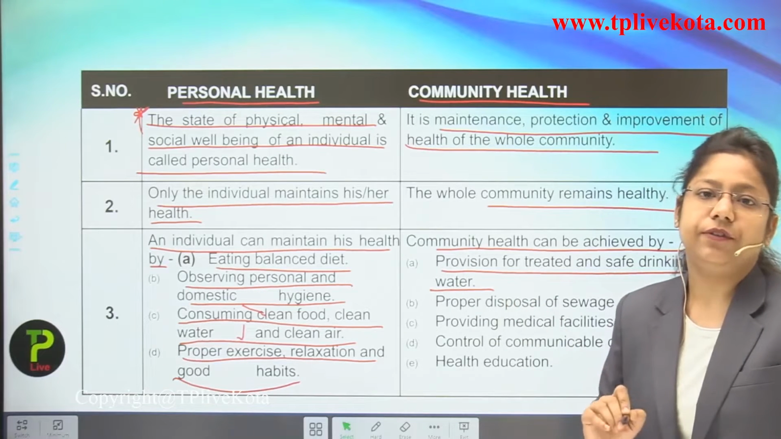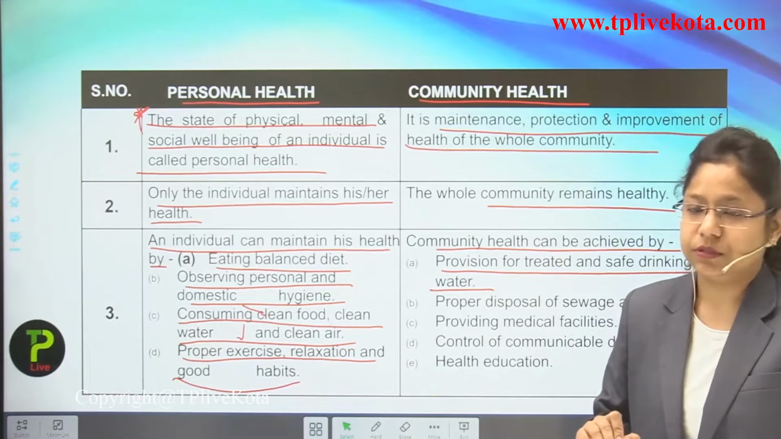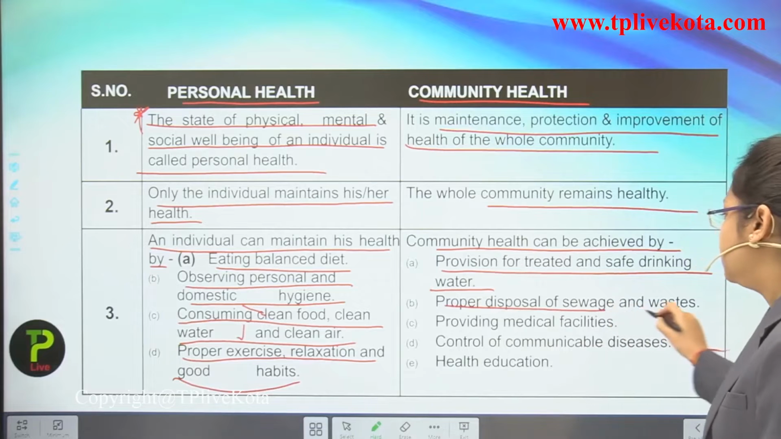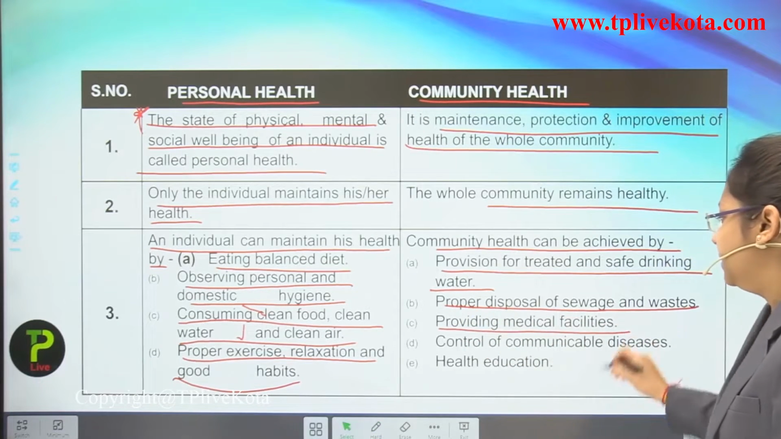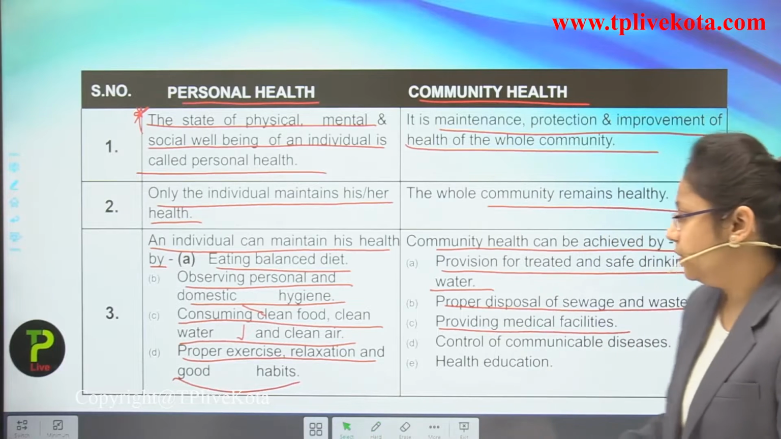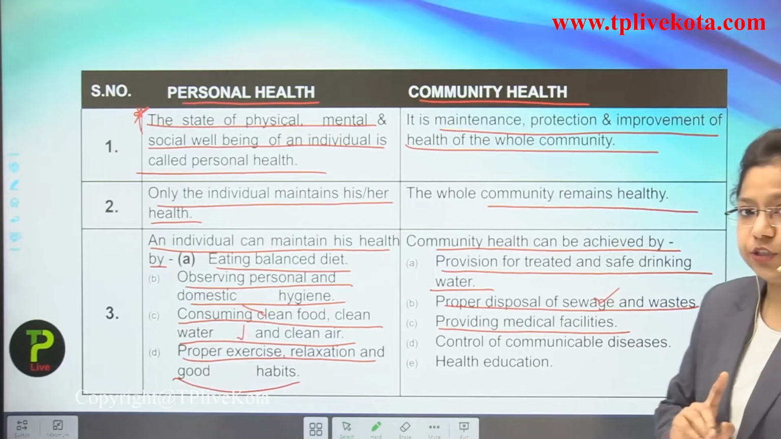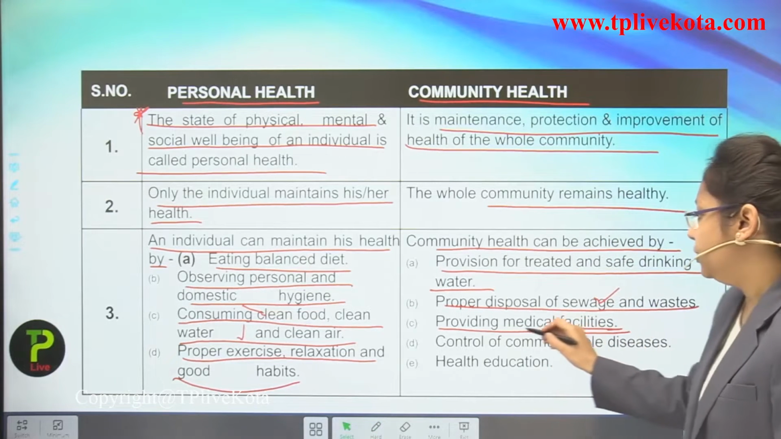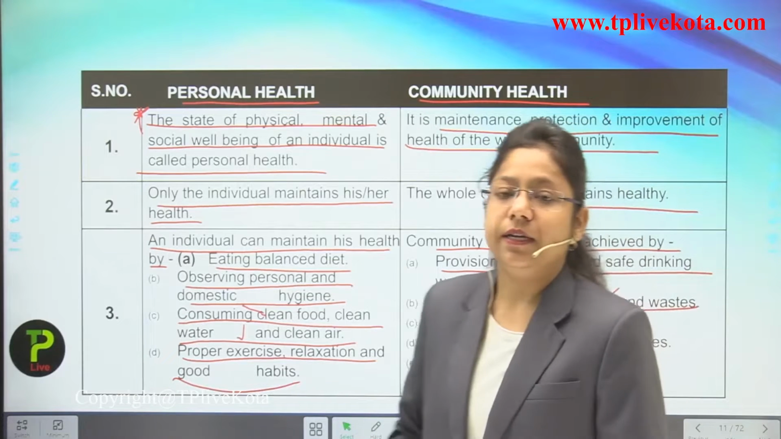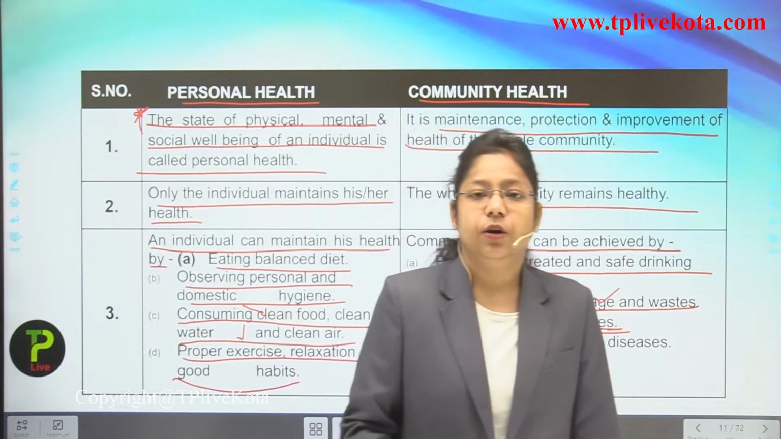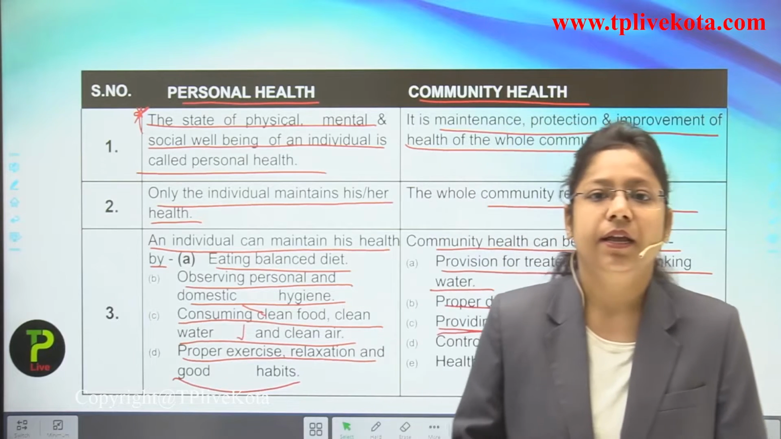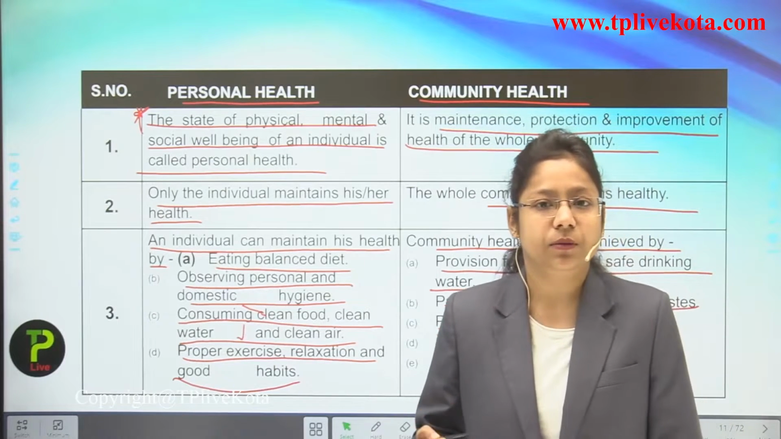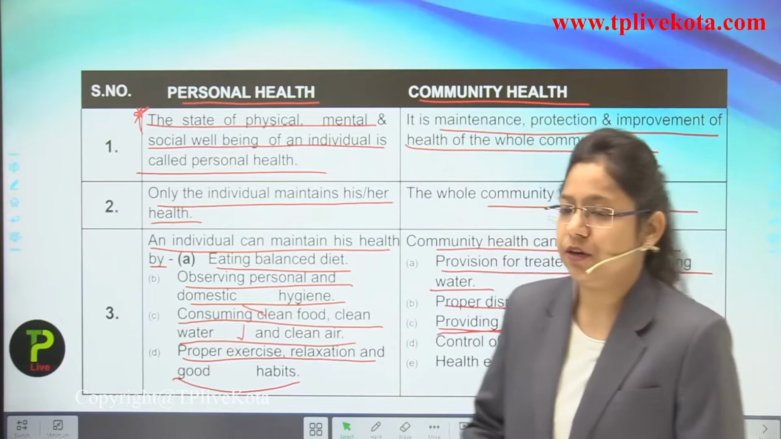So actually, safe drinking water should be taken by a person. Next, proper disposal of sewage and waste. Next, providing medical facilities. Actually, first, proper disposal of sewage and waste should be done. Medical facilities should be provided. How? If a doctor is living in a society, they should take care of the other persons in the society also, and can treat other persons if they are suffering from any kind of disease.